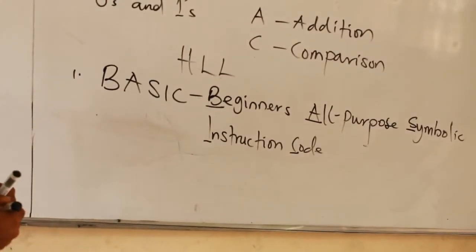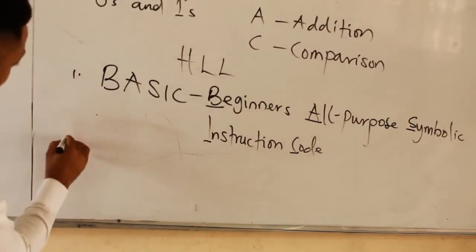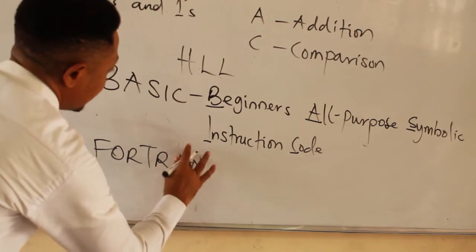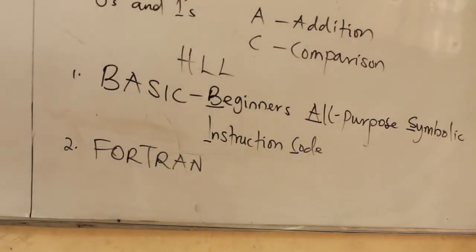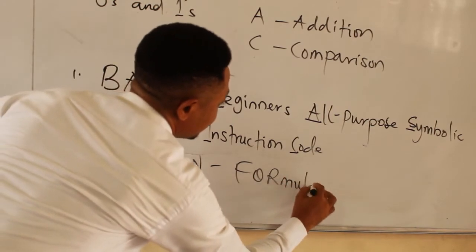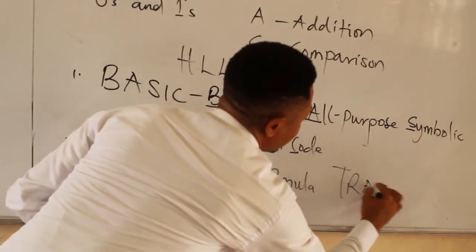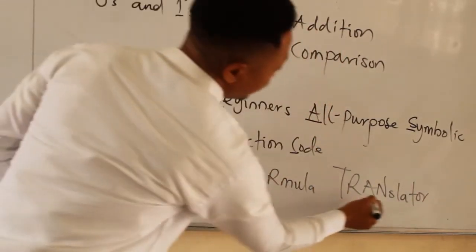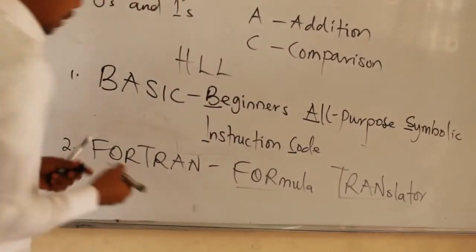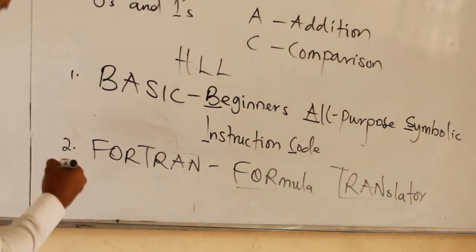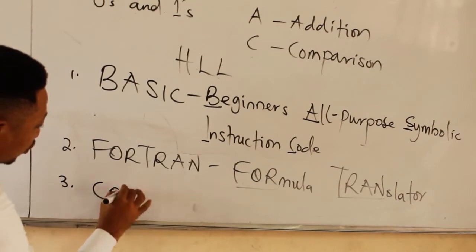Another example of a high-level programming language is Fortran. Fortran is also an acronym for formula translator. That is also another example of a high-level programming language. We also have another one that is called COBOL.